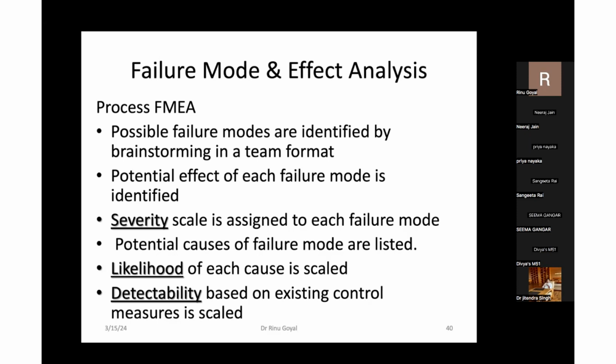So we have to identify the possible failure modes, which we were doing earlier also, by brainstorming in a team format. We sit together, discuss that particular process, and identify what failure modes will be there. What will be the potential effect of that failure mode? We have to identify that. So what we can expect from the activities, that is failure mode. In what manners will the risk happen down the line? And what will be the potential effects of each failure mode? When it is a long process, there will be multiple failure modes.